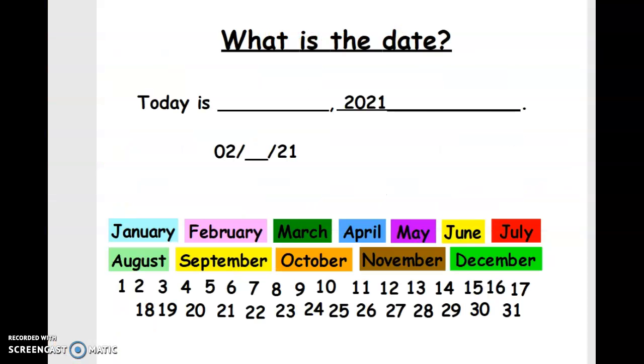If I wrote out today's date, I would write that today is February 26th, 2021. Or I could abbreviate it and write that it is 02-26-21. 2 representing the second month of the year, which is February. 26 representing the 26th day of the month. And 21 representing our year 2021.